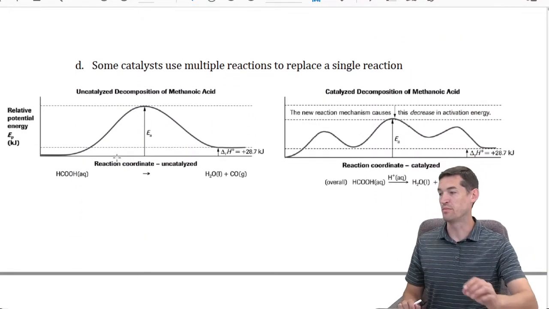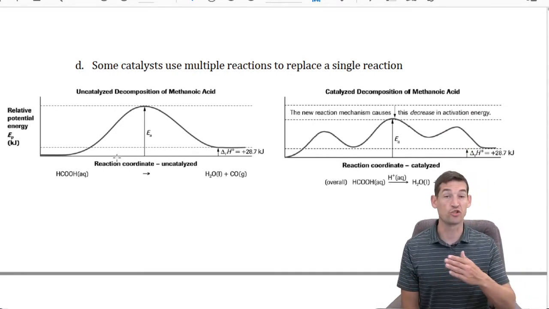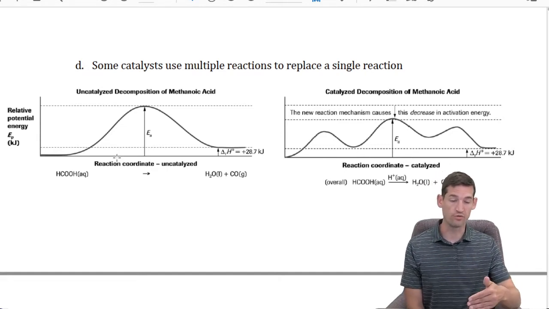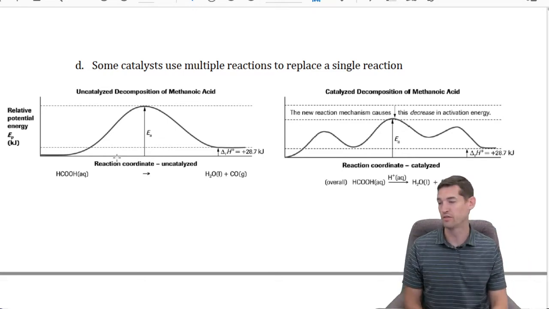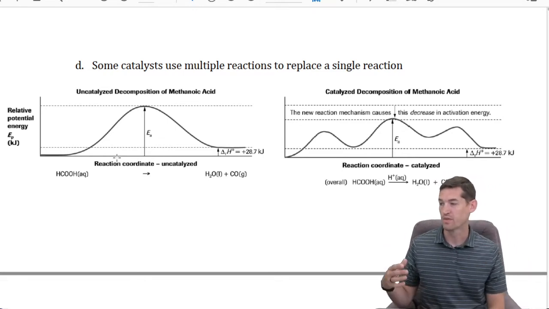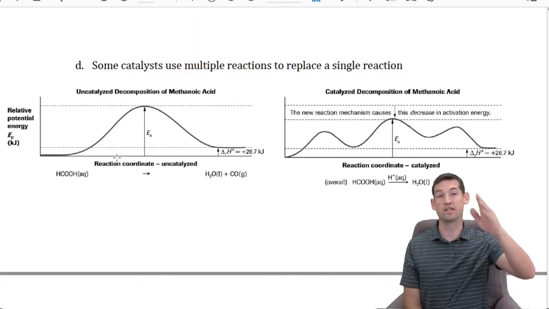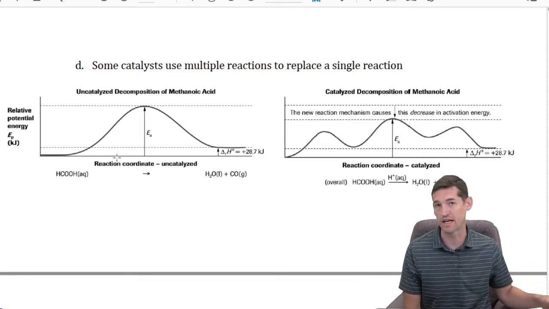Down at the bottom, I've given another example here. Sometimes a catalyst doesn't just use one reaction, sometimes it uses multiple. So the one I drew for you was just a one-step big curve down to smaller curve. In this reaction, you take the methanoic acid decomposing, and instead of it all happening in one reaction, maybe it occurs in 3 little reactions.